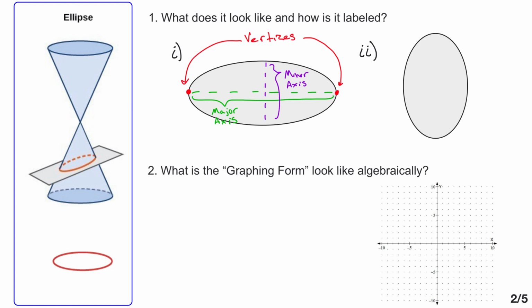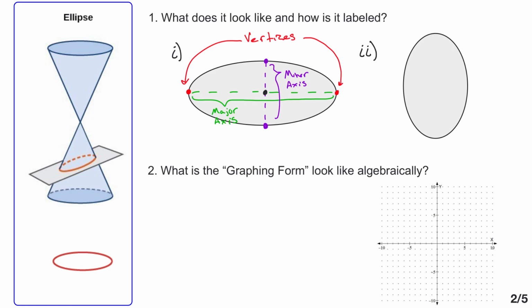Now, if you wanted to, these locations do have a name. They're called minor vertices, but we typically don't really use them all that often, so they don't typically get mentioned. This location right here, that's the center.